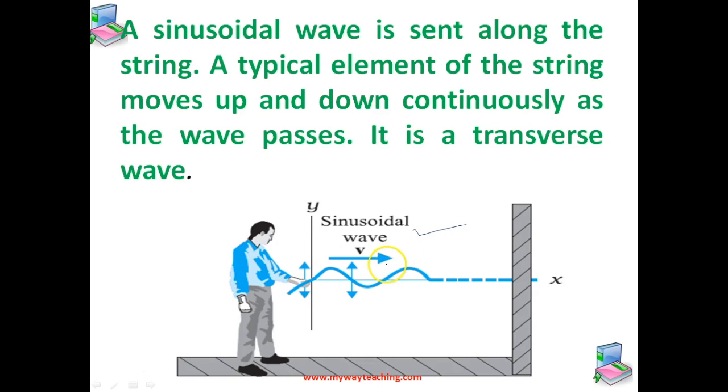In either case, the elements of the string oscillate about their equilibrium mean position as the pulse or wave passes through them, isn't it? Yes, and the oscillations are normal to the direction of wave motion along the string. So this is the example of a transverse wave, isn't it? Because the oscillations are perpendicular to the direction of this sinusoidal wave. This is the property of a transverse wave.